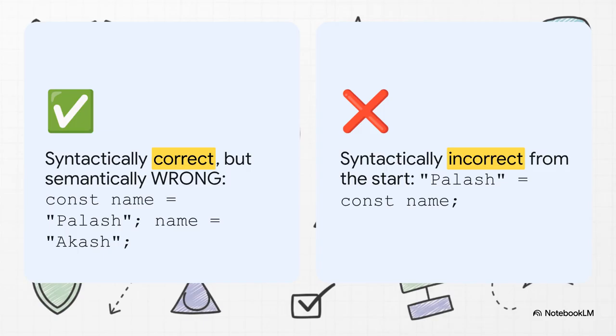And this slide just nails the difference. Look at the code on the left. The grammar is perfect. It's syntactically correct. But the meaning, the semantics, is completely broken. You're defining a constant and then immediately trying to change it. That makes no logical sense. It's a semantic error. Now, the code on the right, that's just a mess from the start. The grammar is all wrong, so it's syntactically incorrect. We don't even get a chance to worry about what it means.